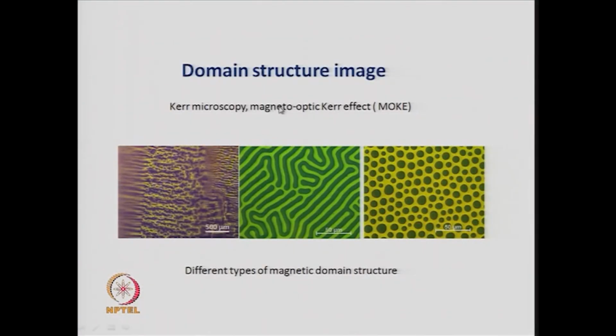So, this is a picture of the domain structure using the magneto-optic Kerr effect. Here it is much clearer than the other picture, as you see. You can see different types of domain structure. These are some domains here you can see across the interface, and these are some other types of domains. So, you can get these kinds of patterns using the magneto-optical Kerr effect, where you can see exactly where the magnetic domains are organized.